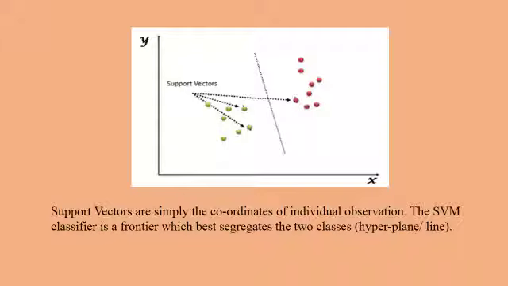This is an example diagram to represent the support vector machine. In this diagram, we can see the support vectors. Support vectors are simply the coordinates of individual observations. The SVM classifier is a frontier which best segregates the two classes, that is, a hyperplane or line.